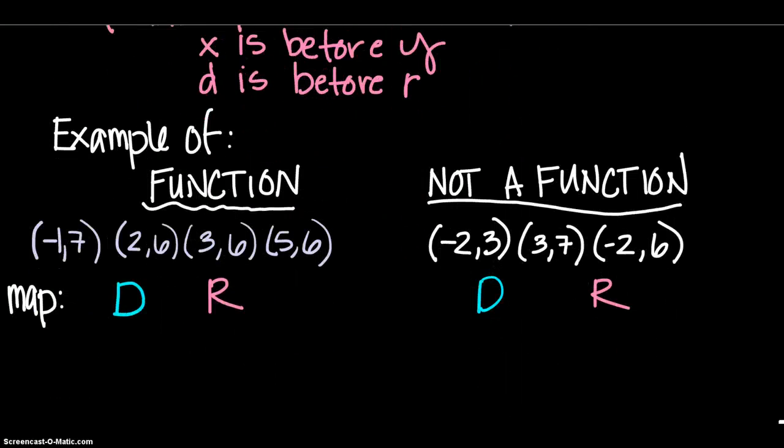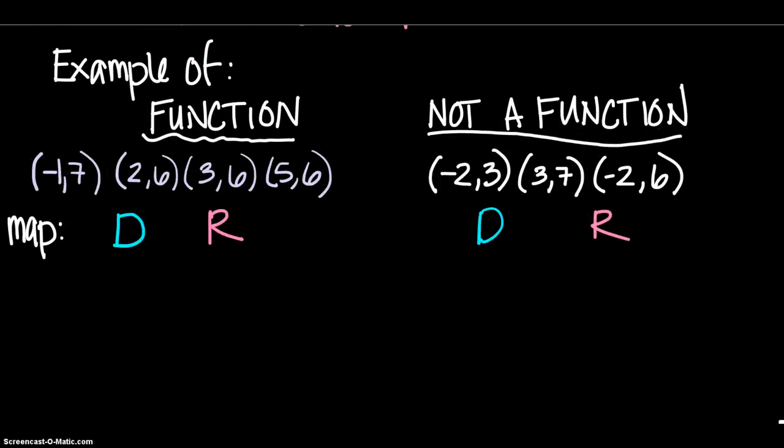Okay, examples of functions. So I have a few examples already written down. We have all these points: (-1, 7), (2, 6), (3, 6), (5, 6). Okay, and we're going to map it because when we map it, it's easier to see if it's a function or not. So let's write in the domain, which is the x values, right? We should all know points by now.